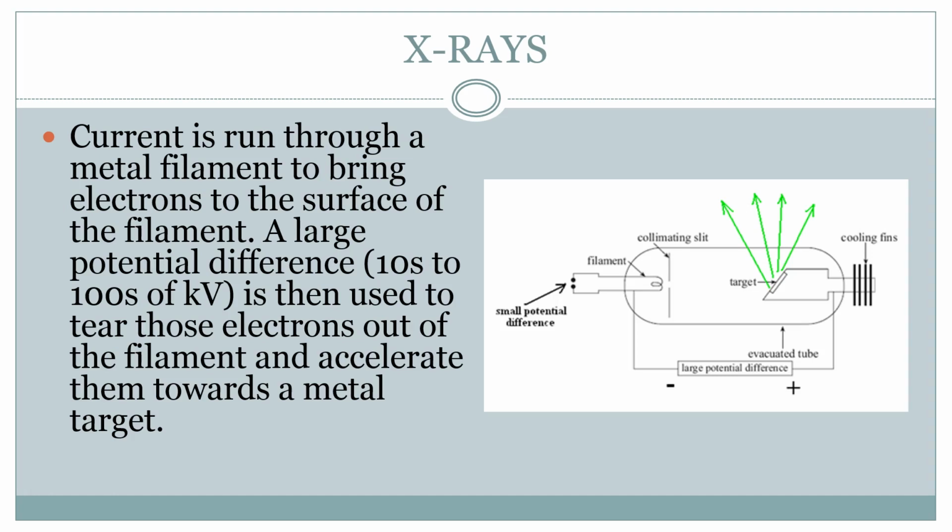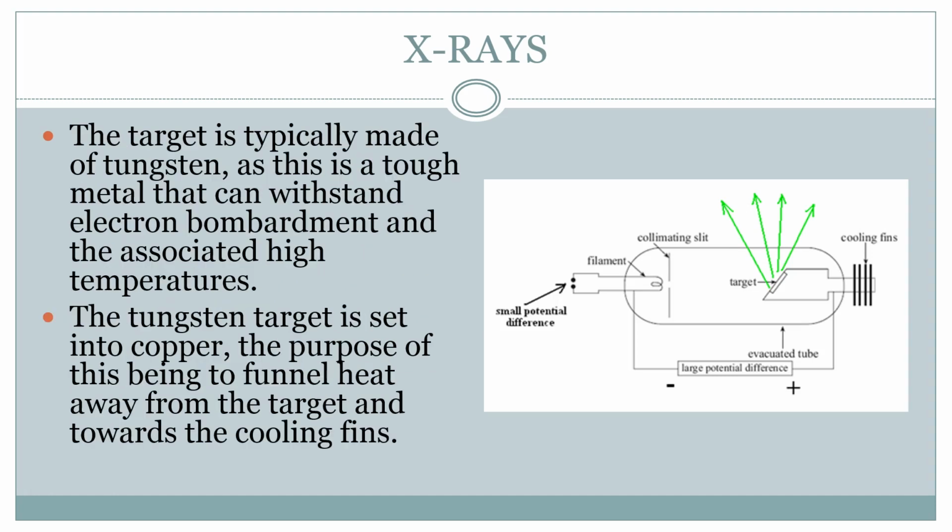The size of the potential difference between these 2 ends is typically in the range of tens of thousands to hundreds of thousands of volts, so quite a big potential difference. This potential difference tears the electrons out of the filament and accelerates them towards a metal target. Now, the metal target is typically made out of a small piece of tungsten metal. And the reason we use tungsten metal is it's a tough metal that can withstand continuous electron bombardment and the associated high temperatures that come along with that electron bombardment.